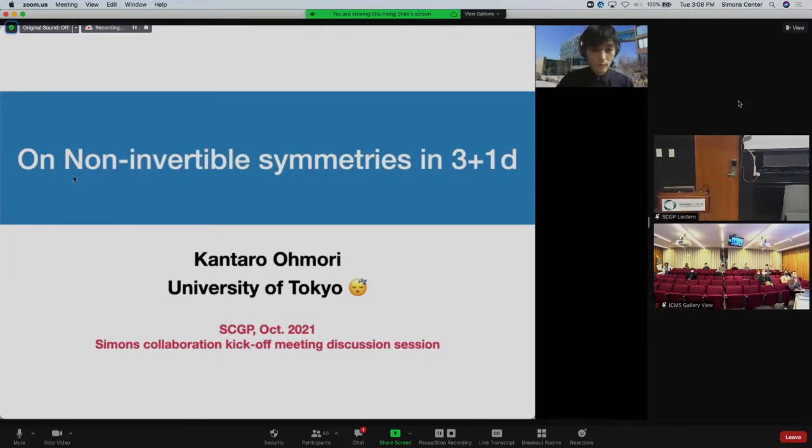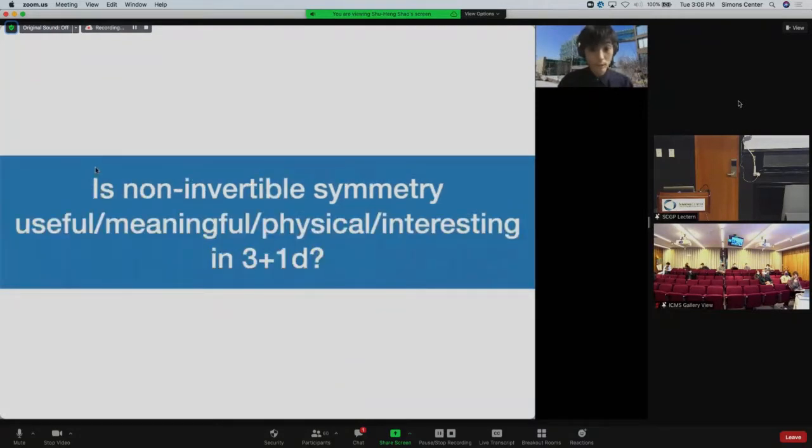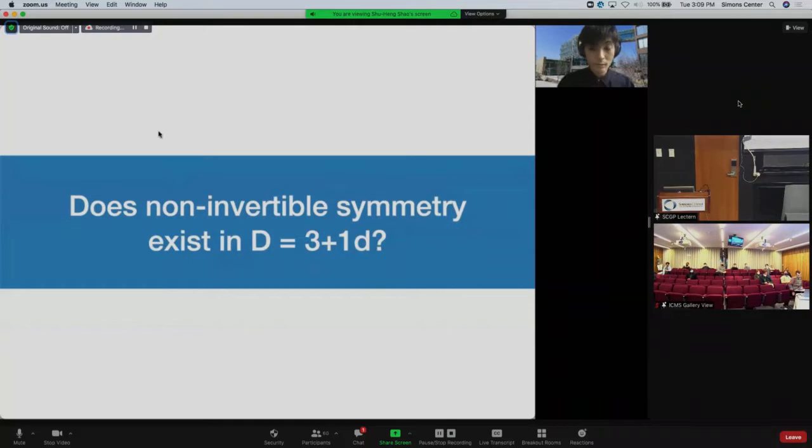Here, I'd like to talk about non-invertible symmetries or categorical symmetries in 3+1 dimensions, which is a research area in its infancy. And therefore, we have to ask the very basic question of whether non-invertible or categorical symmetry is useful, meaningful, physical, or interesting in 3+1 dimensions, or more generally, dimensions higher than 1+1. In 1+1 dimensions, there is a good deal of positive evidence, some of which is conveyed by Shu-Heng and Zohar. But in higher dimensions, I would even start by asking, does non-invertible symmetry exist?